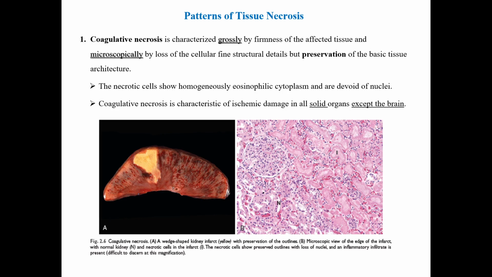in the infarct. You see that the kidney tubules are preserved as architecture, but they lose their nuclei, and most of the tubules are containing cells without the nuclei. This is the necrotic focus. The necrotic cells show preserved outline with the loss of nuclei, and an inflammatory infiltrate is present.